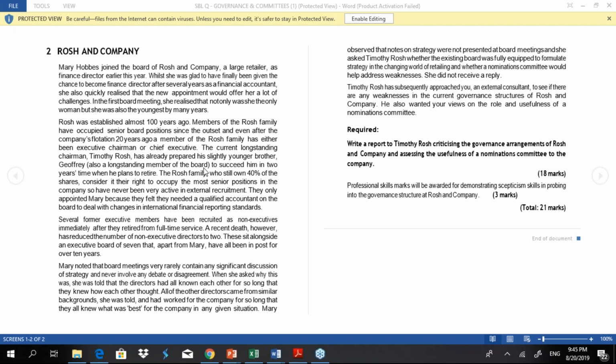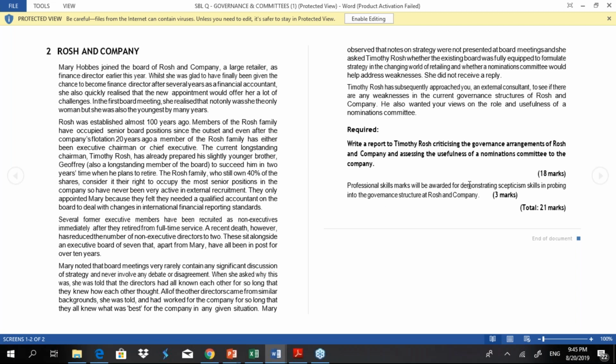All right. The question goes as: write a report to T criticizing the governance arrangements of R and company and assessing the usefulness of a nominations committee to the company. Few things to note: the format of your answer should be a report. So that is to, from, date and the subject and the introduction paragraph, and then the body of the answer with conclusions if required.